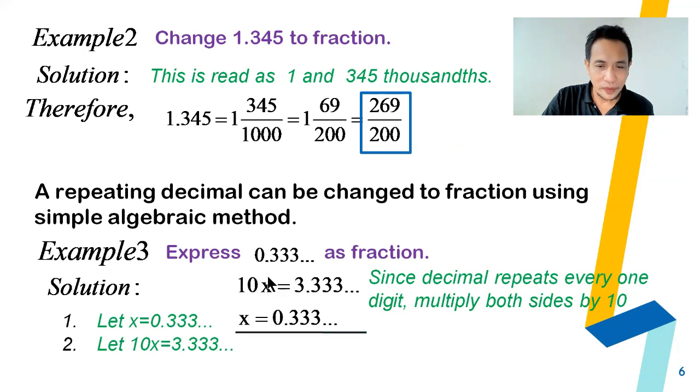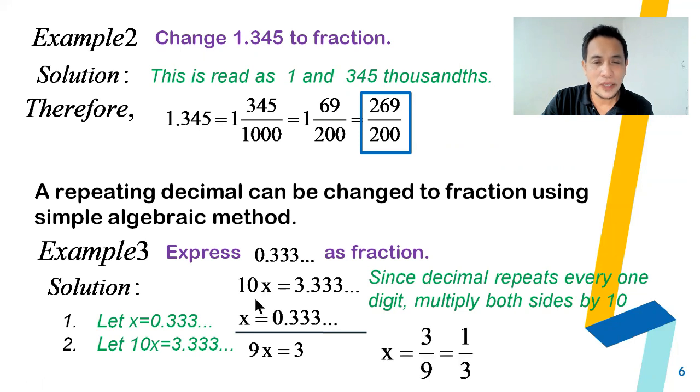Next step, we subtract the first equation from the second equation. The second equation is 10x equals 3.3333, minus the first equation, which is 1x equals 0.3333. We subtract 1x from 10x, so the answer is 9x. 3.3333 minus 0.3333, the difference is equal to 3. So we have a new equation: 9x is equal to 3.